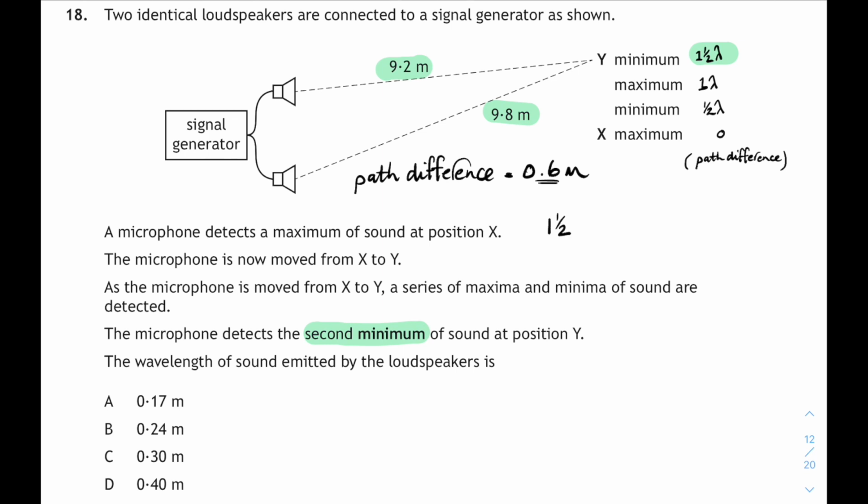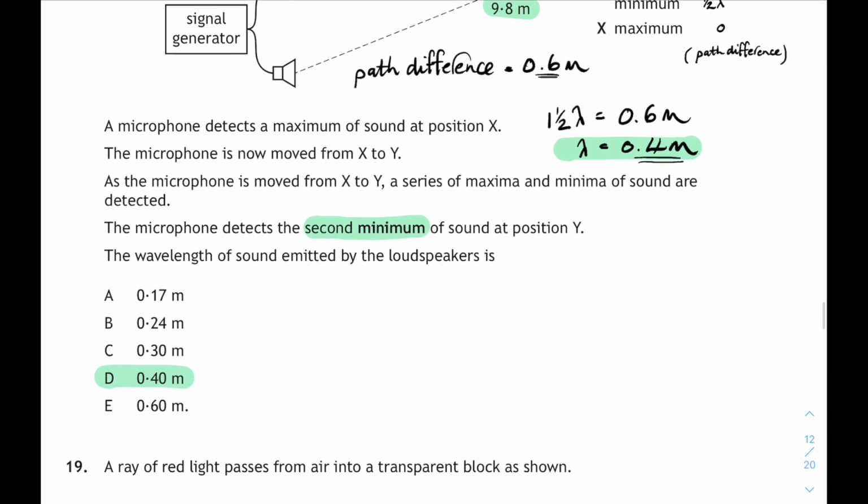So, using that information, and the fact that the geometrical difference between the two paths is 0.6 metres, then 1.5 wavelengths will correspond to 0.6 metres. So 1 wavelength, if you do 0.6 divided by 1.5, is 0.4 metres. So the wavelength of the sound must be 0.4 metres. That corresponds to answer D.